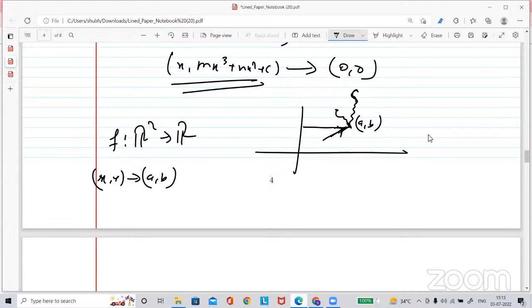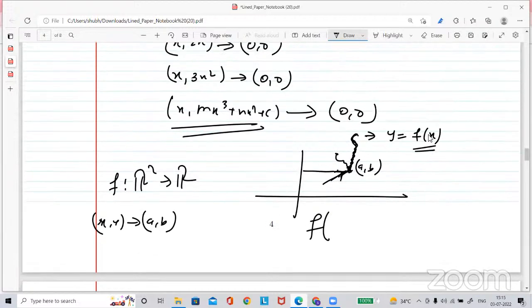suppose you are going along this line. Suppose we have the equation of this curve, y is equal to some function of x. We are approaching this point with respect to some function of x. So we can write, as we approach according to this curve, x with y equal to f of x approaching this point (a, b).